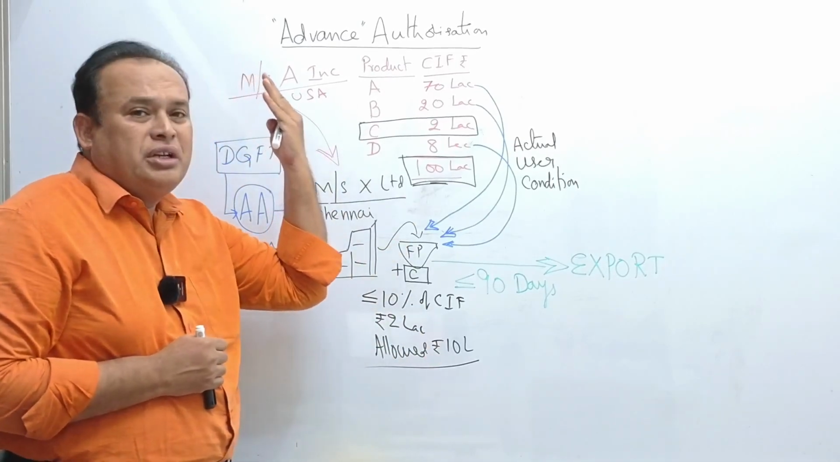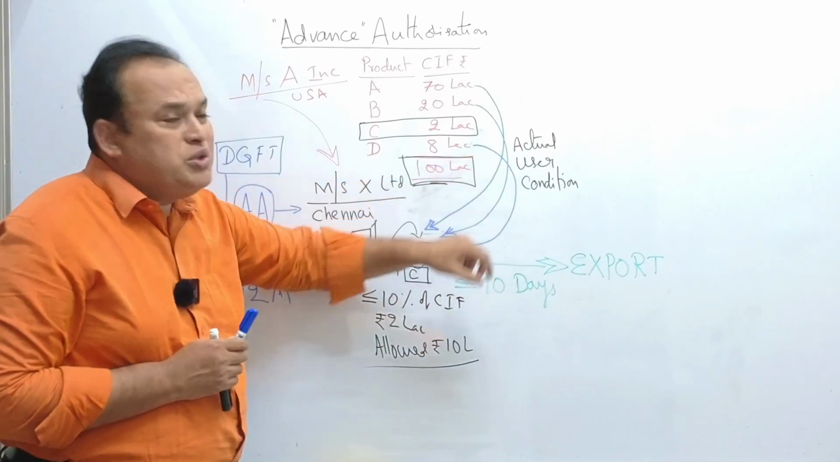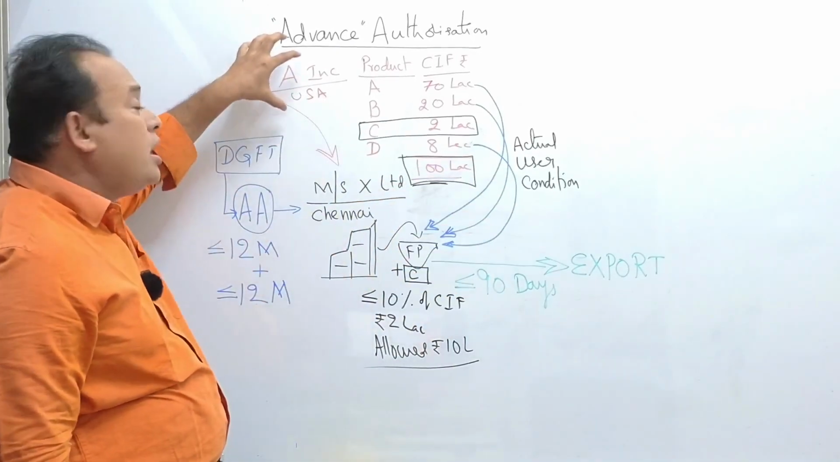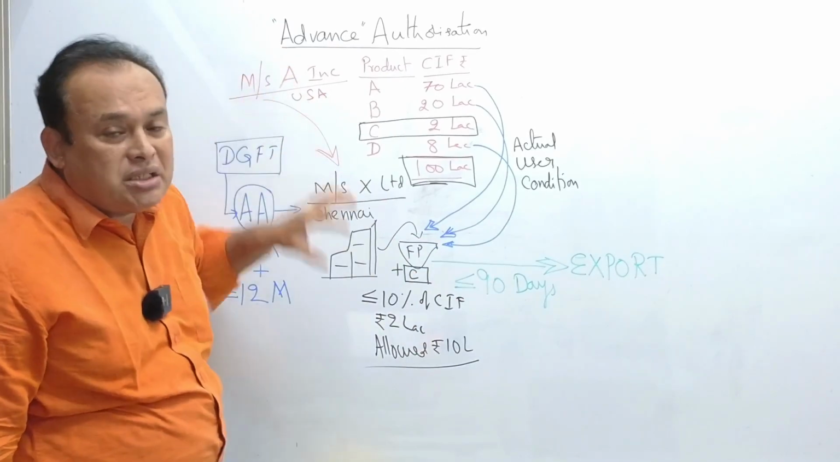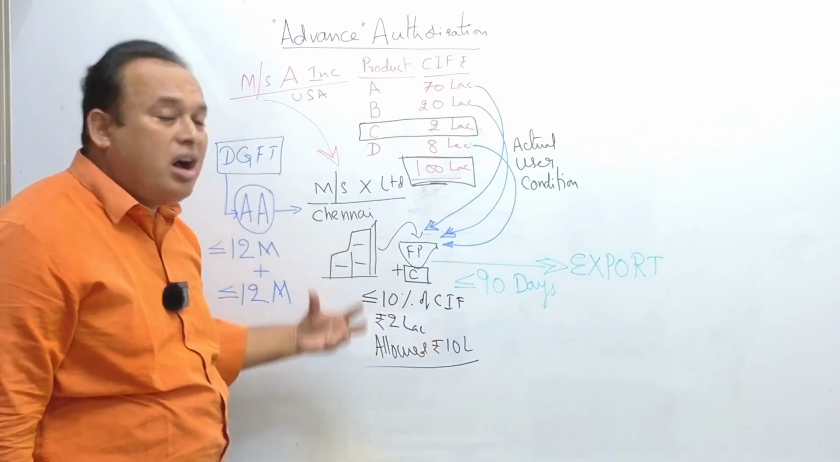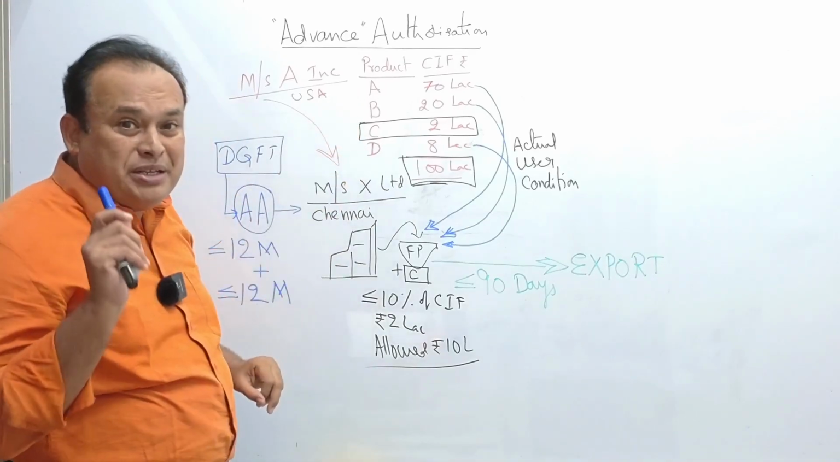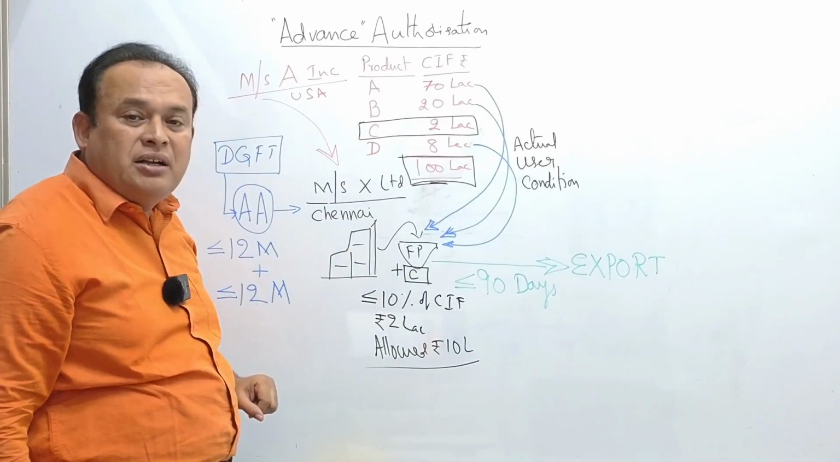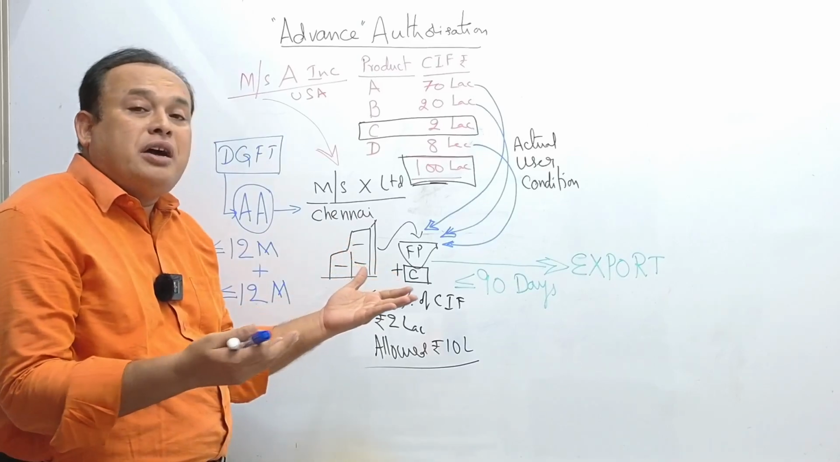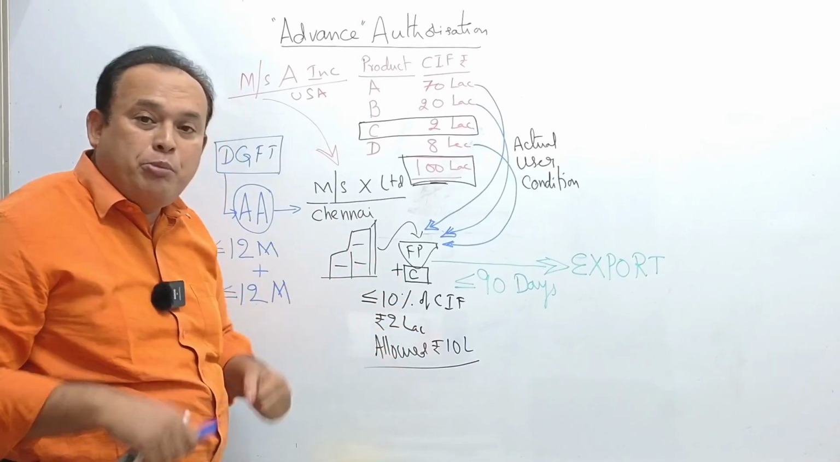So allowed to export. Then can I fulfill the actual user condition? Yes, because the goods are imported under the advance authorization, which has a charge. Actual user condition: the imported goods should not be sold in the domestic tariff area. Then it's a default of export obligation. You are liable to pay import duty.